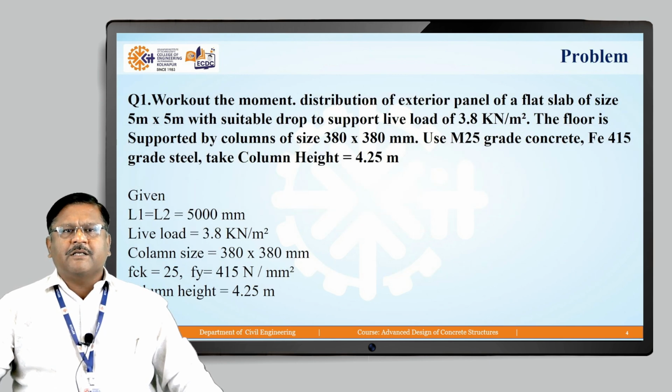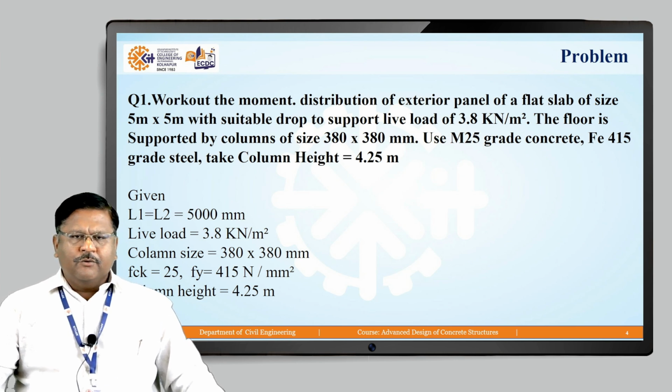Now see, this is a problem. Work out the moment distribution of external panel of a flat slab of size 5 meters by 5 meters with suitable drop to support live load of 3.8 kilonewton per meter square. The floor is supported by columns of size 380 mm by 380 mm. Use M25 grade concrete and Fe415 grade steel. Take the column height equal to 4.25 meters. Now this is the given data to you.